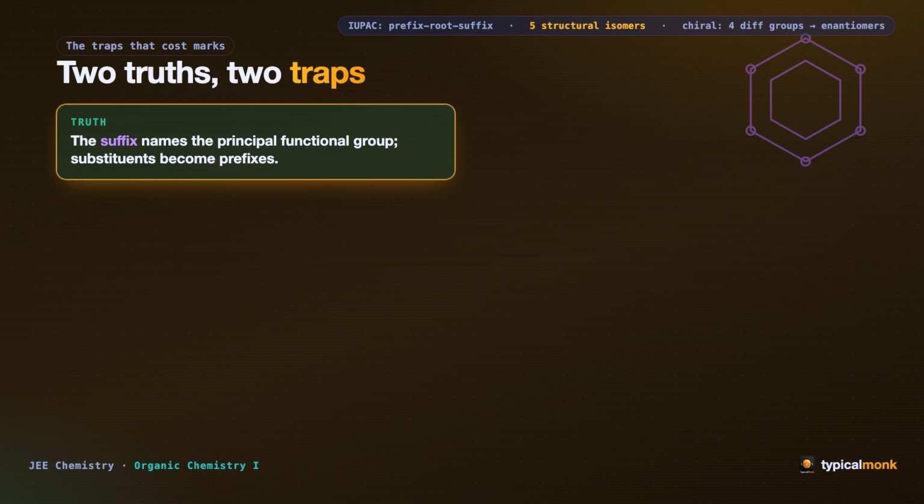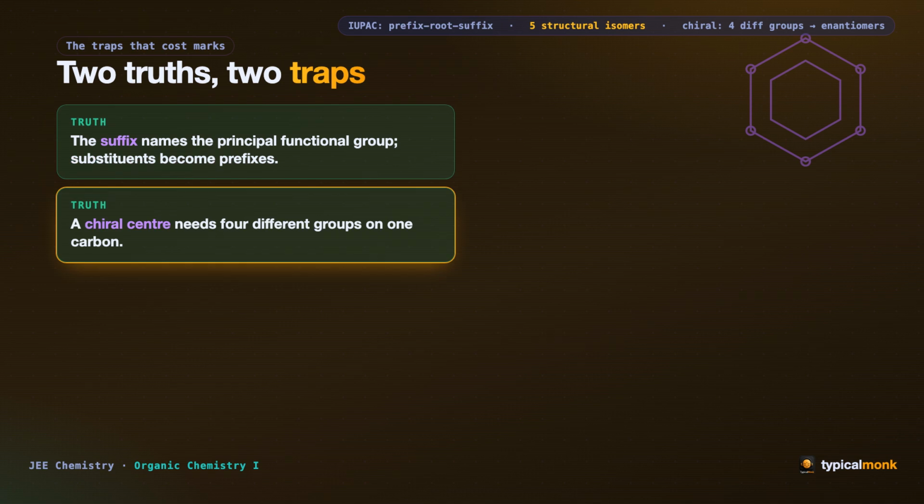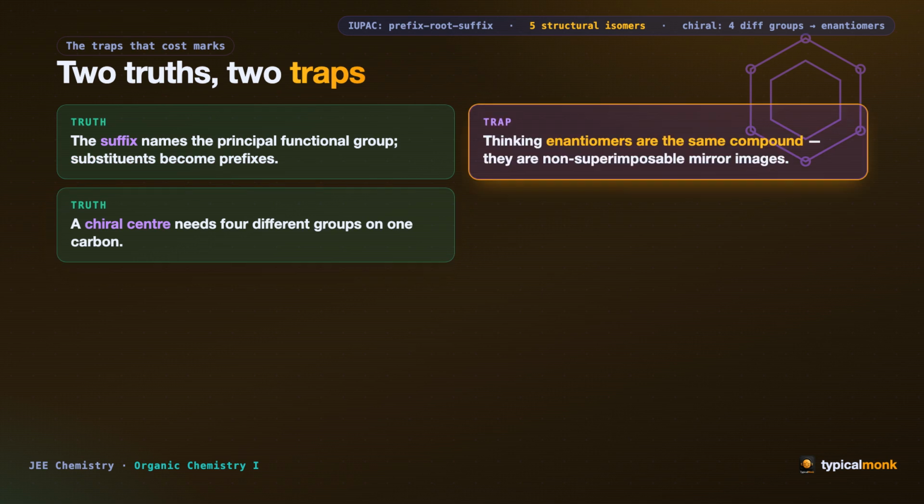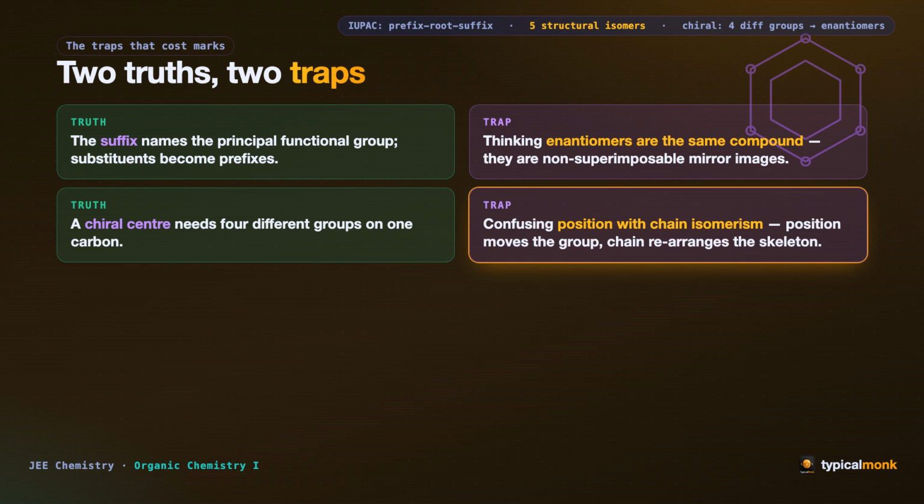Now the 2 mistakes that quietly cost marks. The truth, the suffix names the principal functional group, the substituents become the prefixes. The trap, thinking that enantiomers are the same compound, they are non-superimposable mirror images. The second truth, a chiral center needs 4 different groups, all on 1 carbon. The second trap, confusing position isomerism with chain isomerism. Position moves the group, while chain rearranges the skeleton.